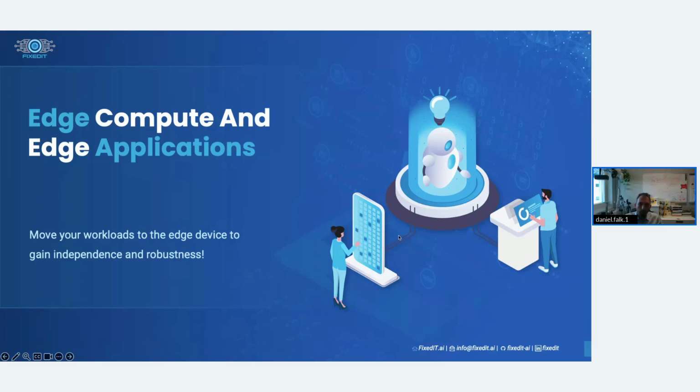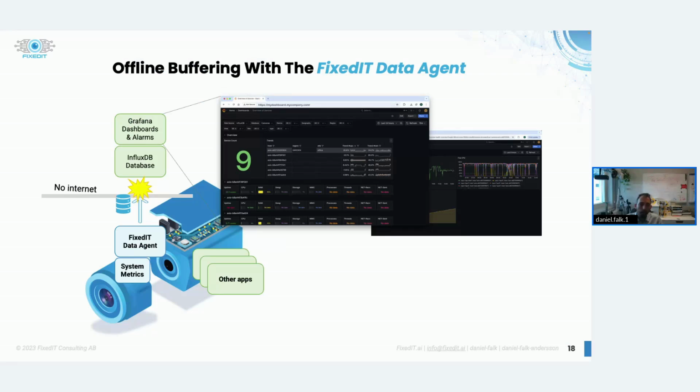So edge compute, edge AI, edge applications: simply moving your workloads to the edge device to gain independence and robustness. So let's look at a bit more of the benefits that you get from doing this instead of running everything in the cloud. And if we again take a look at our FixedIT data agent, then we can consider a case where we have an issue with our internet connection.